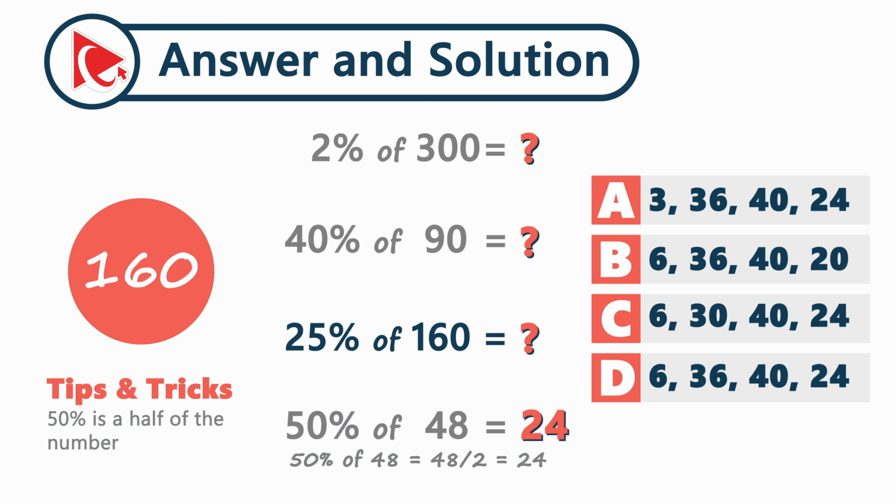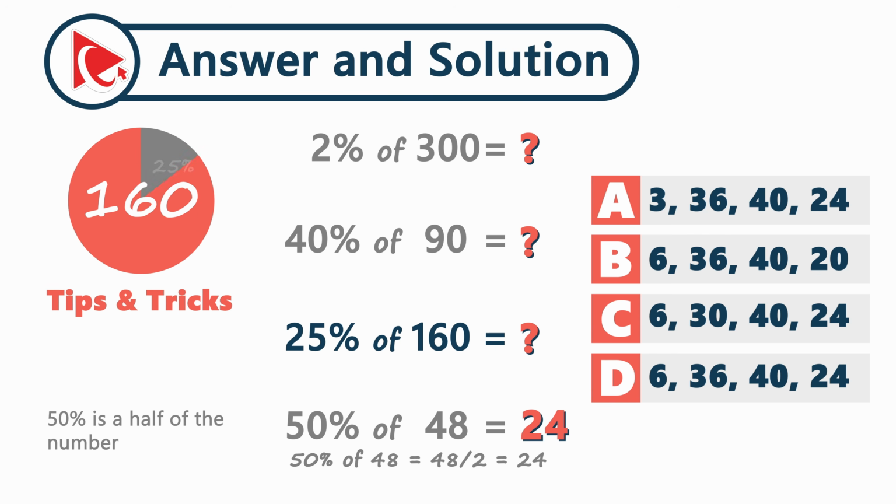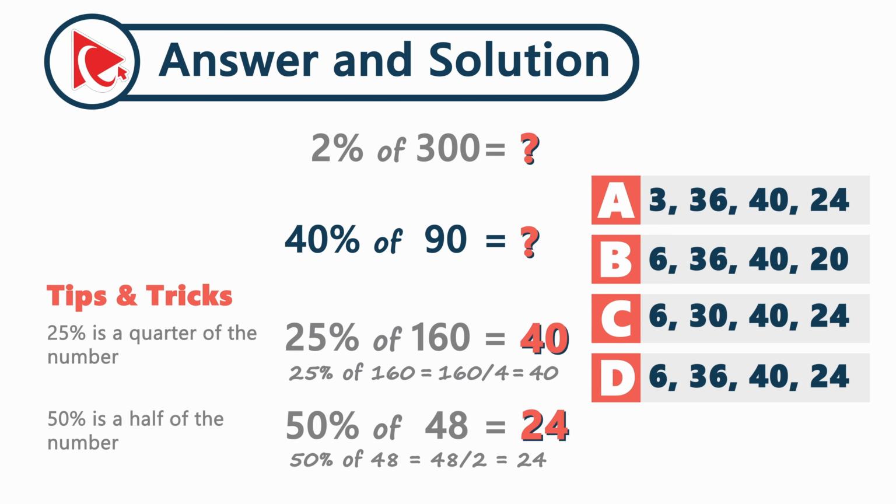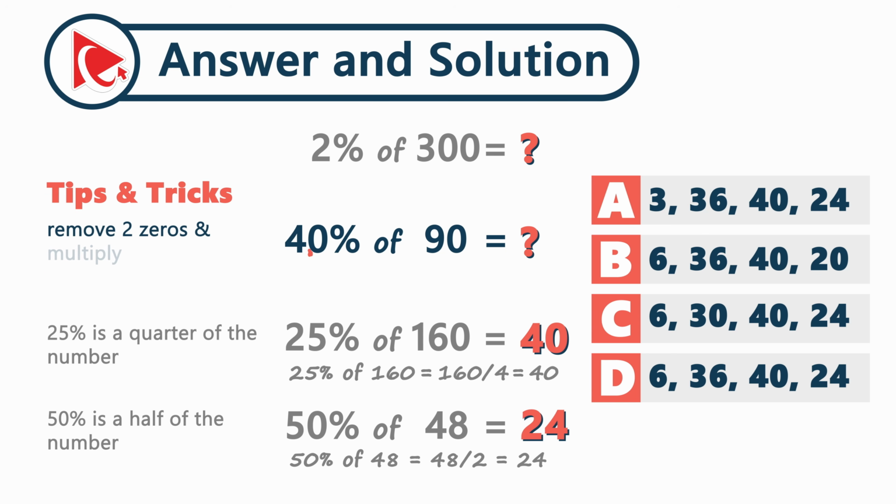The second simplest one is 25% of 160. Always remember that 25% is nothing else than the quarter of a number. And what is a quarter of 160? It's as simple as 160 divided by 4. And the result is 40. Let's move on to the next one. What is 40% of 90? To solve this problem, we need to drop 0 from both numbers. 40 multiplied by 90, after dropping the zeros, would be 4 multiplied by 9 and would equal 36.